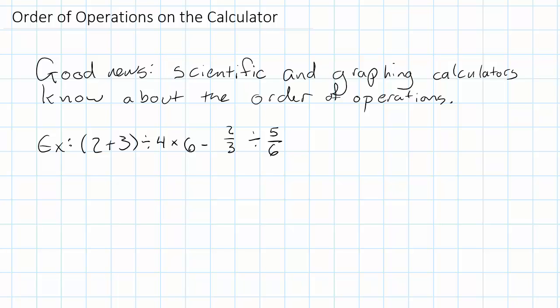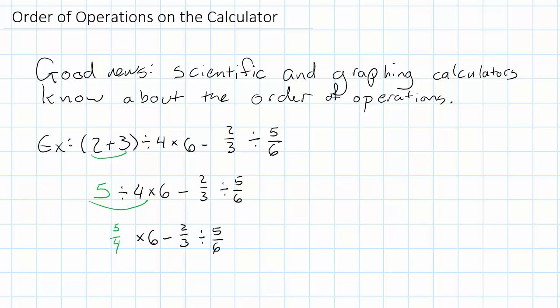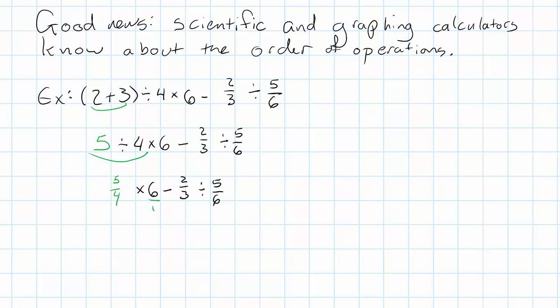Now, we could work this out by hand, starting with the part in parentheses. 2 plus 3 is 5. And then multiplication and division from left to right. So 5 divided by 4 is 5/4. 5/4 times 6 wholes. Let's see. 5 times 6 over 4 is 5 times 3 times 2 over 2 times 2. So that'll be 15 halves.